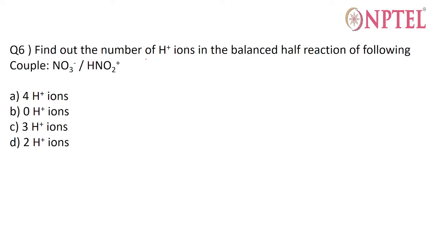Let's go for this question. Find out the number of H plus ions in the balanced half reaction of the following couple: NO3 minus and HNO2. It's very easy. You should write down the half reaction and just tell me how many H plus ions you need to balance this. You are doing this from your 7th or 8th standard of chemistry. So I hope all of you can just quickly write it down and solve this. No need to spend much time.